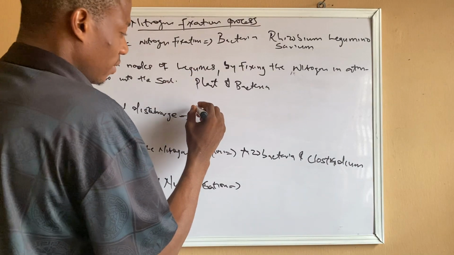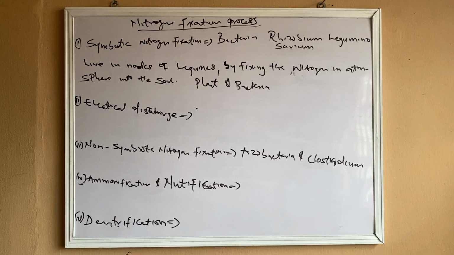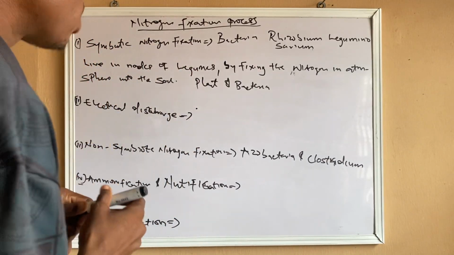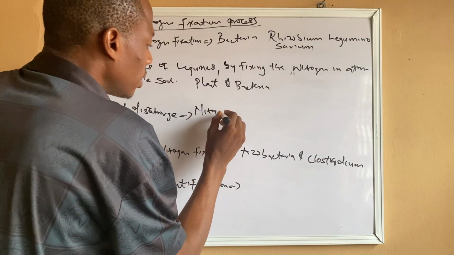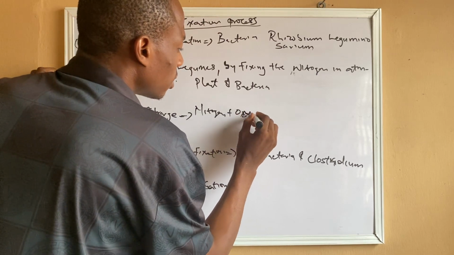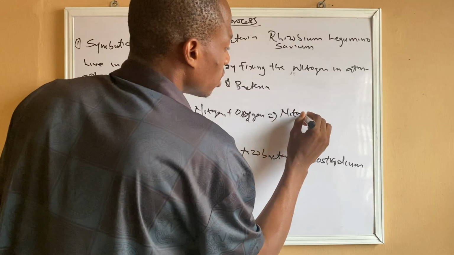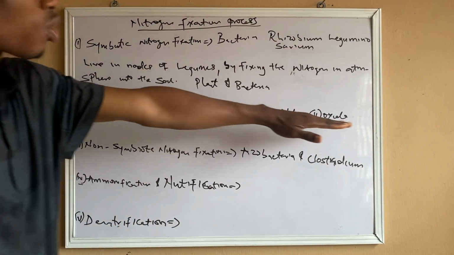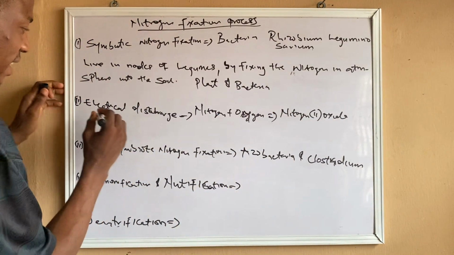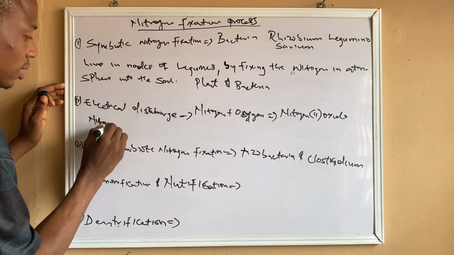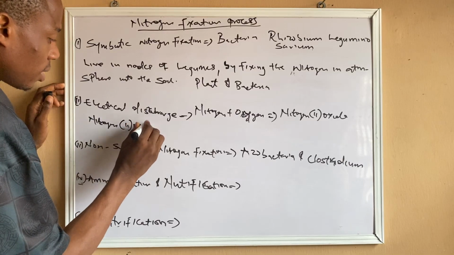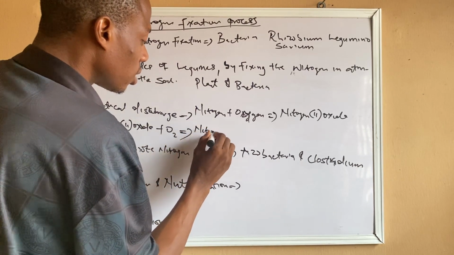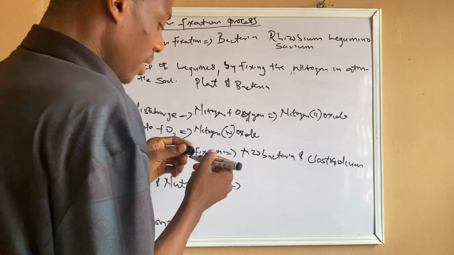The second process was electrical discharge. What happens in this electrical discharge? Naturally there is nitrogen in the atmosphere. This nitrogen reacts with oxygen in the air to give us nitrogen(II) oxide. Right? The nitrogen in the air reacts with oxygen in the air to give us nitrogen(II) oxide. This nitrogen(II) oxide further reacts, oxidizing again with oxygen, to give us nitrogen(IV) oxide.